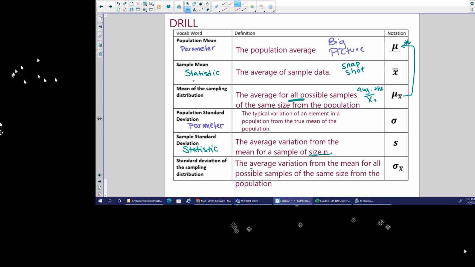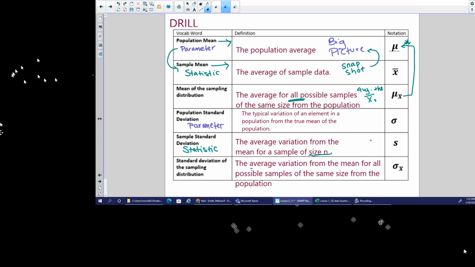So what do we do? When we don't know the parameter, we take a sample and we calculate a statistic. Your sample mean is the average of your sample data. This is a snapshot of the bigger picture. Your sample mean gets the notation of X bar. Both of these are averages, but your mu is your population mean. Your X bar is your sample mean. Notation is really important here. You've got to know the difference.